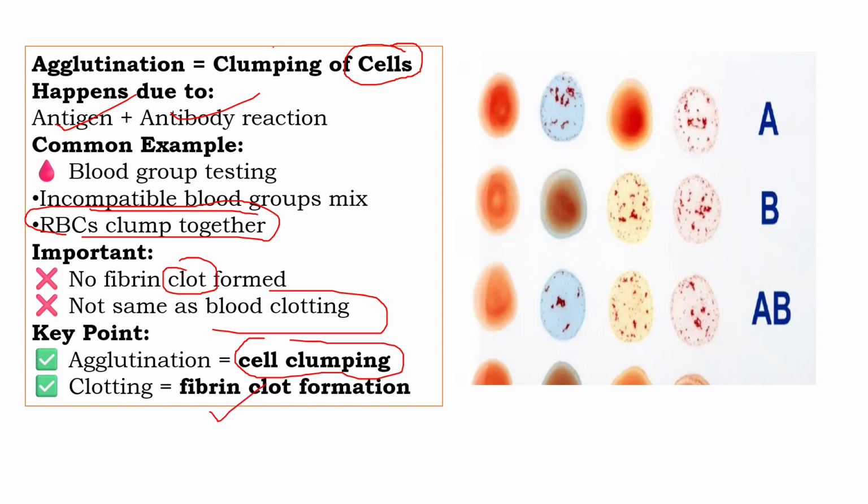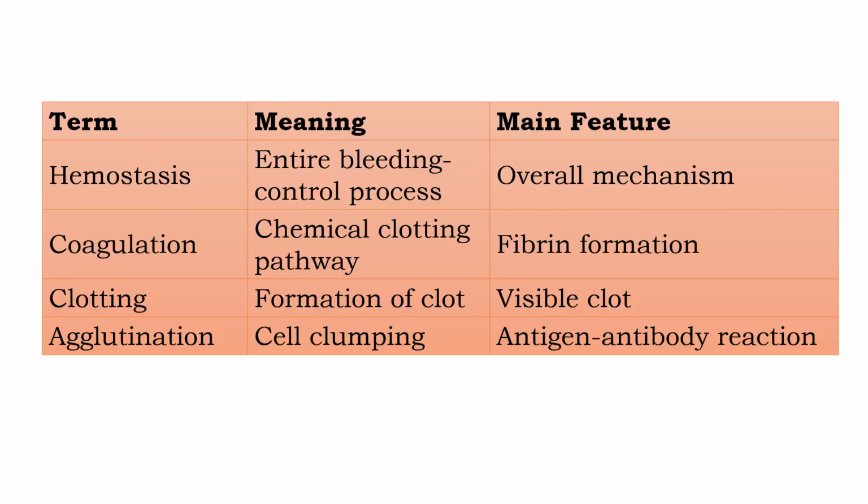Here you can see A blood group is showing the aggregation with anti-A antibody, an antigen antibody reaction has occurred. In case of B, it will show with anti-B antibody. AB, it will show with both. O is not shown over here. So this is agglutination, cell aggregation. Okay, clumping of cells.